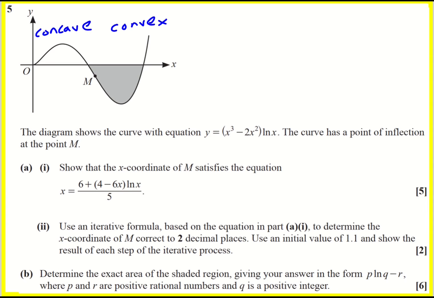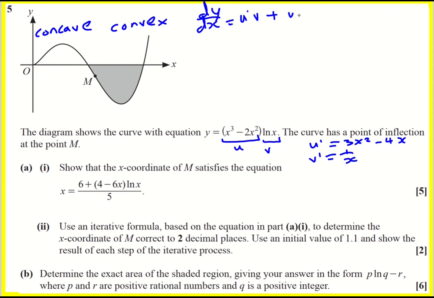And then, let's get into this. So we're going to need to find dy by dx first of all. So I've got my u and my v. u dash will equal 3x squared minus 4x, and v dash will equal 1 over x. So dy by dx is u dash v plus u v dash.